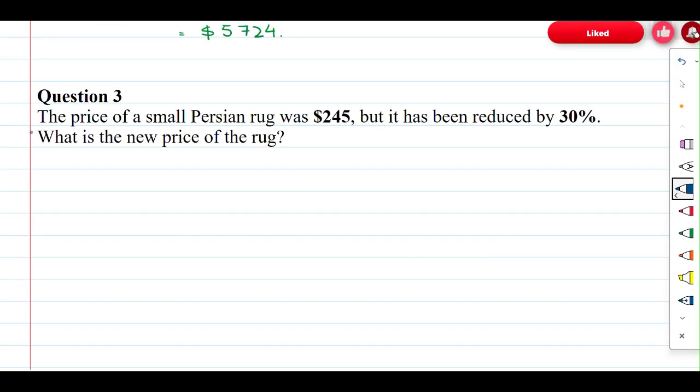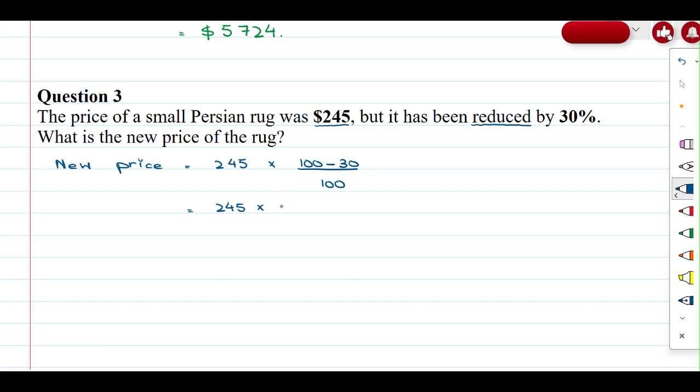All right, let's practice another question. Number 3, the price of a small Persian rug was $245, but it has been reduced, means decreased by 30%. What is the new price of the rug? Okay, in order to figure out the new price of that rug, the original price was $245 multiply 100. It's a reduction, so minus 30% divides 100. Okay, so this is 245 multiply from 100 take away 30, it's 70 over 100.